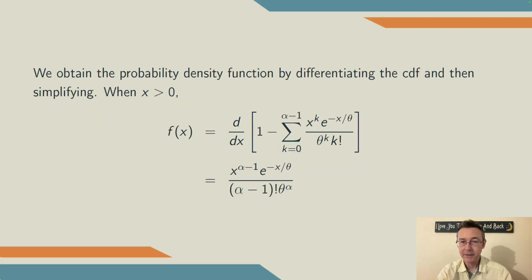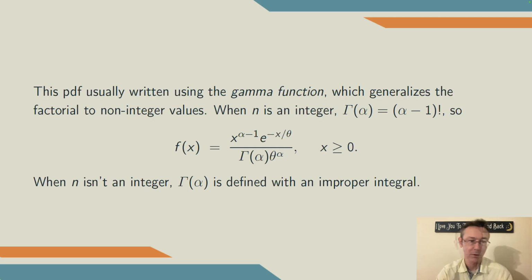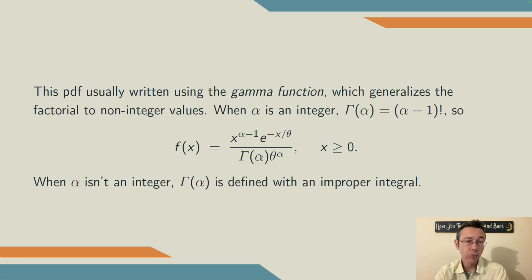We obtain the probability density function, the PDF, by differentiating the CDF and then simplifying. And the PDF actually has a much simpler form than the CDF because the summation can be made to go away with a little bit of clever algebra. This PDF is usually written using the gamma function, which is just a generalization of the factorial to non-integer values. And that allows our gamma distribution to cover values of alpha that aren't just positive integers. When alpha is an integer, gamma of alpha is alpha minus 1 factorial.